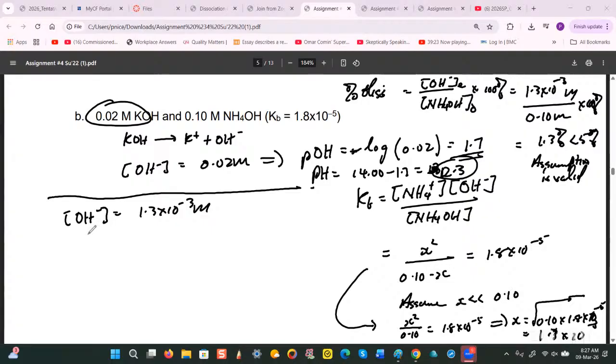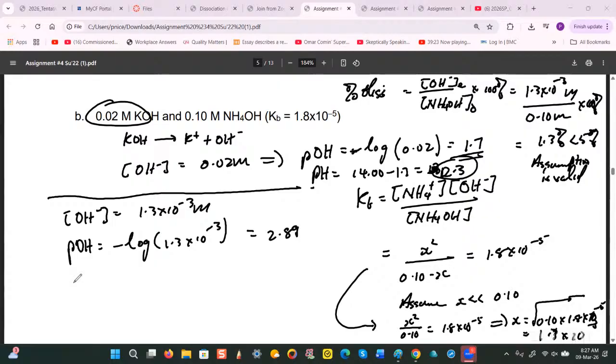You find pOH first, right? So pOH will be equal to minus log of 1.3 times 10 to the minus 3. So let me see what that gives. 1.3 times 10 to the minus 3, log. So I got 2.89, right? And then what?